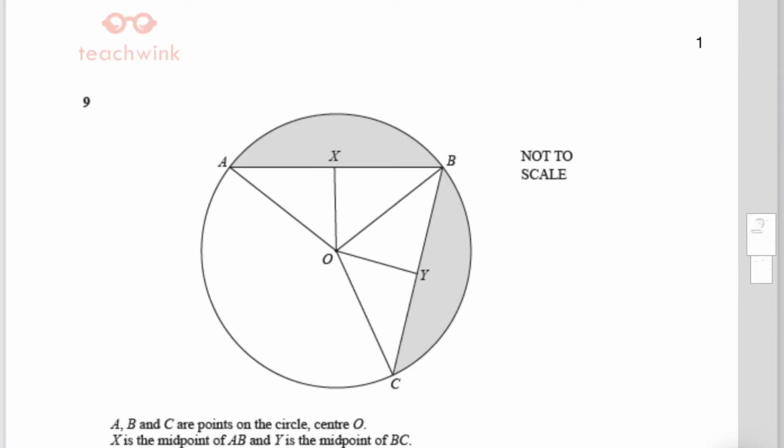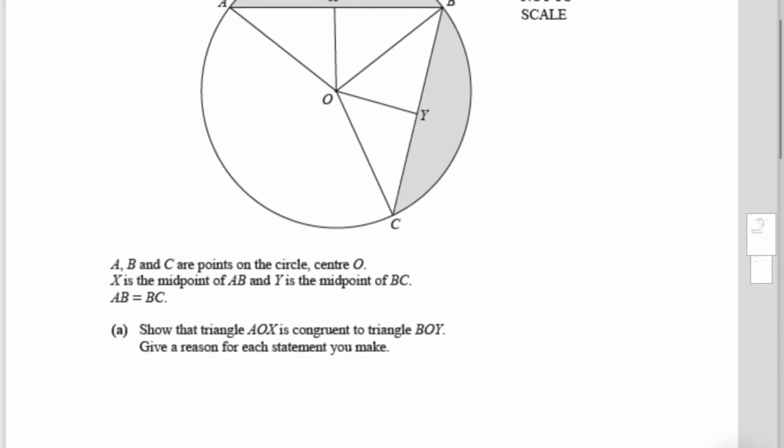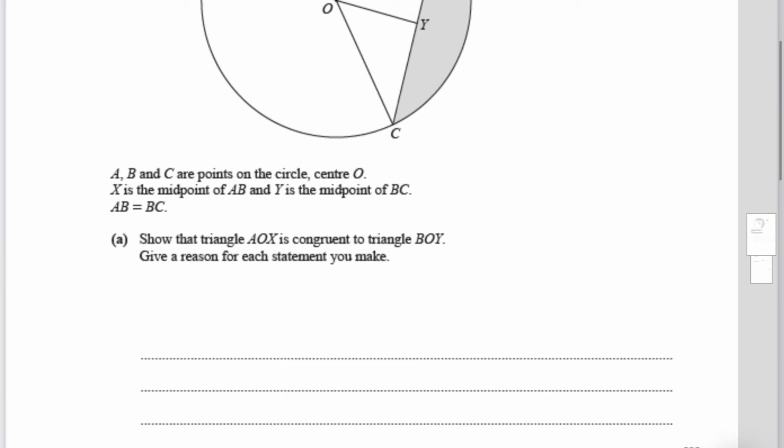So let's start. In the question, they've given us a circle and some segments of this circle are shaded. The question reads: A, B and C are points on the circle with center O. X is the midpoint of AB and Y is the midpoint of BC. AB is equal to BC. Show that triangle AOX is congruent to triangle BOY. Give a reason for each statement that you make.